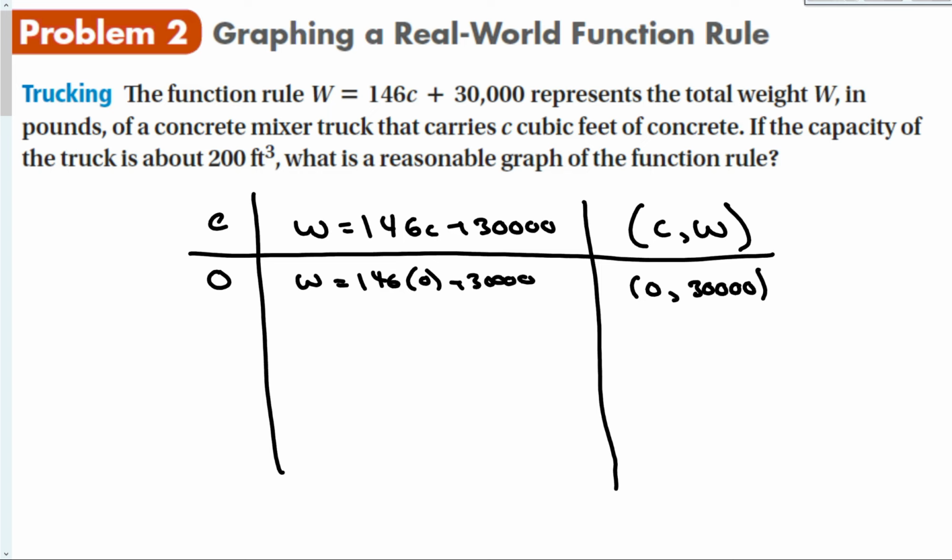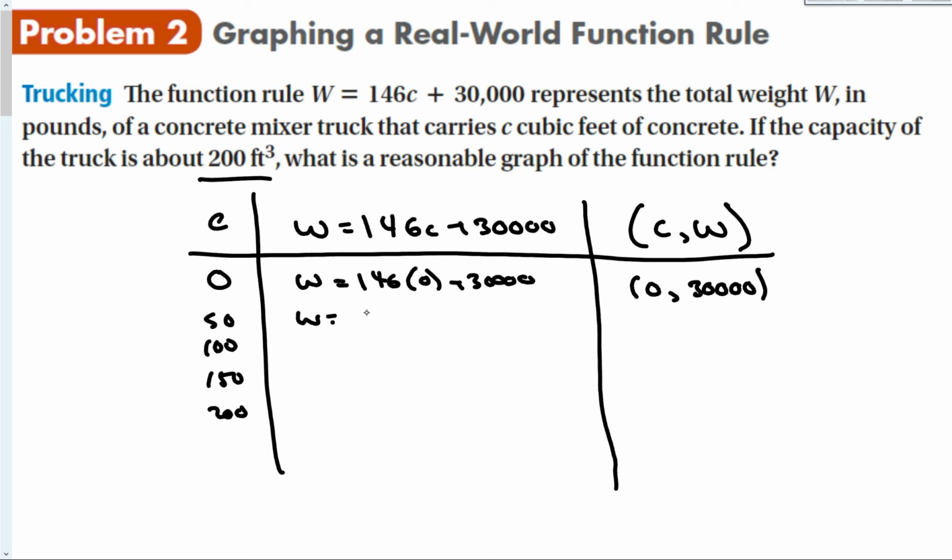Now I could plug in any value that I want, but I want to make a model that goes up to 200, that goes up to the capacity of the truck, 200 cubic feet. So I could plug in 1, 2, 3, 4, but if I want a nice model that goes all the way up to 200, let's break it down into numbers that are a good distance away from each other. So let's do 50, 100, 150, and 200 as my inputs.